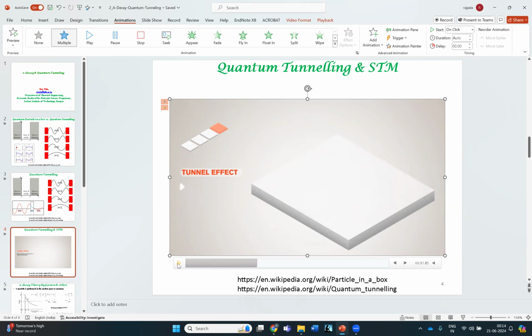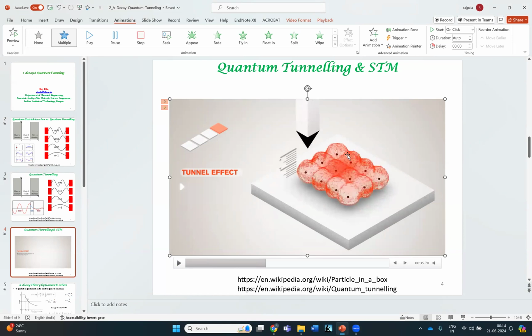So we have introduced a finite wall and how a particle can tunnel through, despite its energy being less than the potential energy. We have introduced that concept. Then we are going to illustrate this concept in the context of some atoms that are present on the surface. So this is the surface. There are atoms here, and there is a probe and there's a current flow.